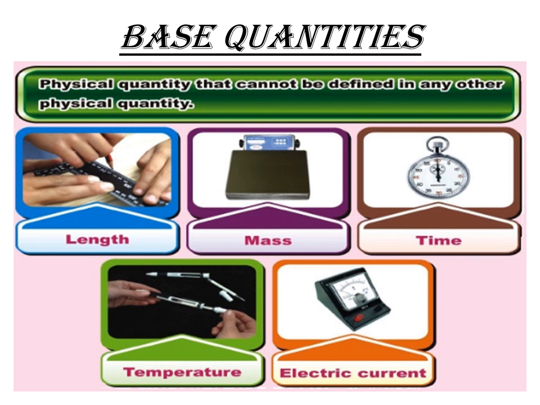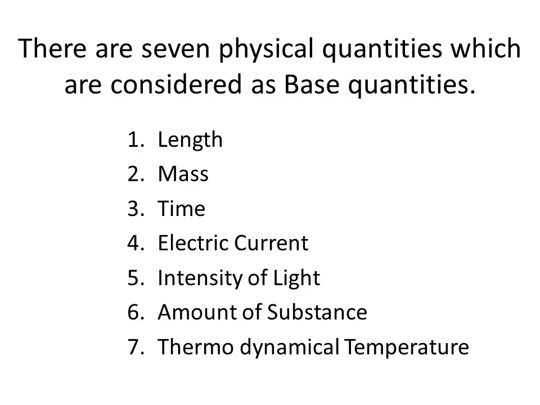Base quantities are those physical quantities that cannot be defined in terms of any other physical quantity. They have their own specific definition. There are seven base quantities, which are length, mass, time, electric current, intensity of light, amount of substance, and thermodynamical temperature. No other physical quantity is termed as base quantity other than these seven.